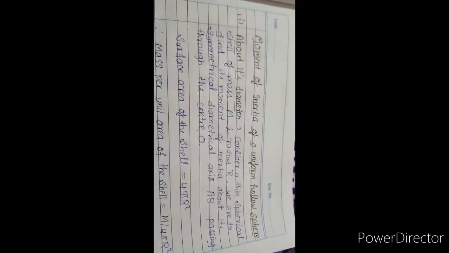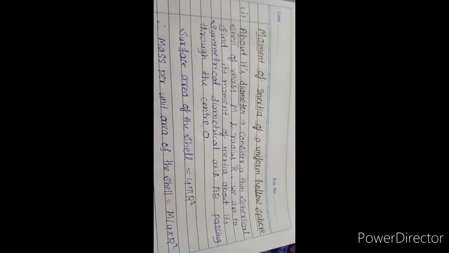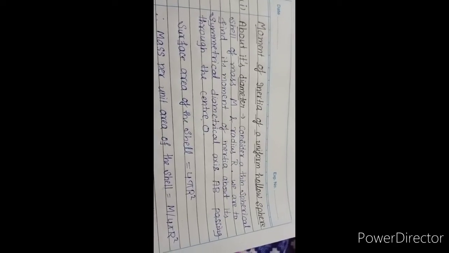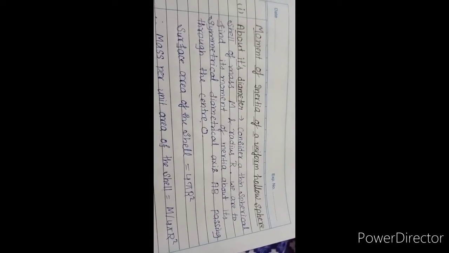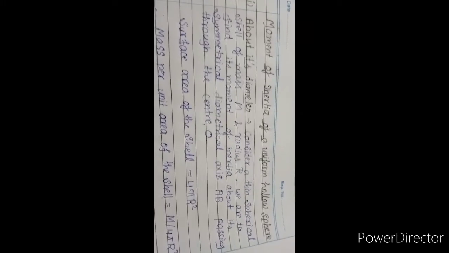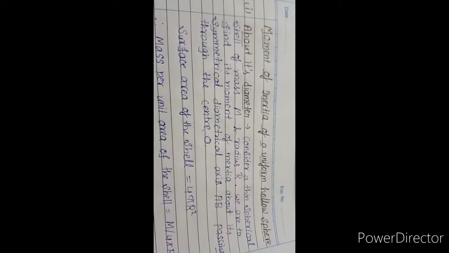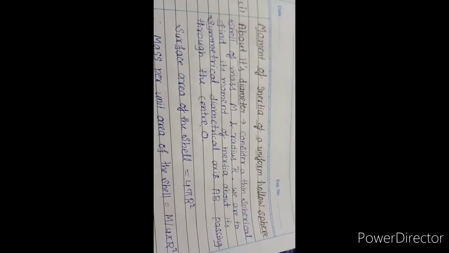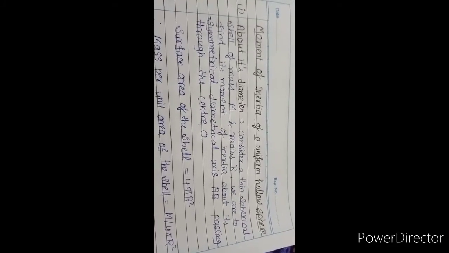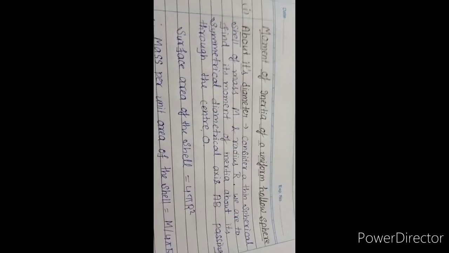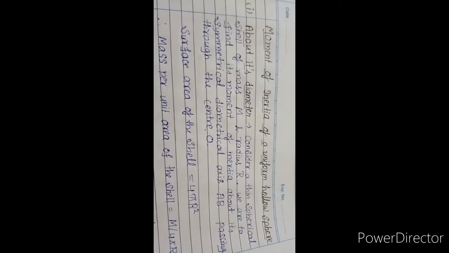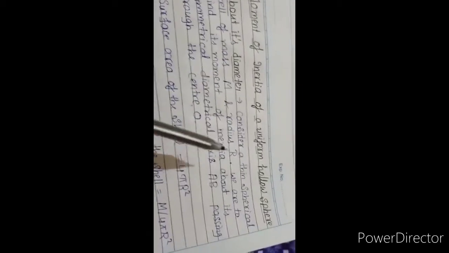As you all know, what is moment of inertia? It is the product of the mass of the particle and the square of its perpendicular distance from the axis of rotation. We denote the moment of inertia by I, so I equals m r squared, where r is the perpendicular distance of the particle from the axis of rotation and m is the mass of the particle. So it gives the moment of inertia. Now let's start the topic.